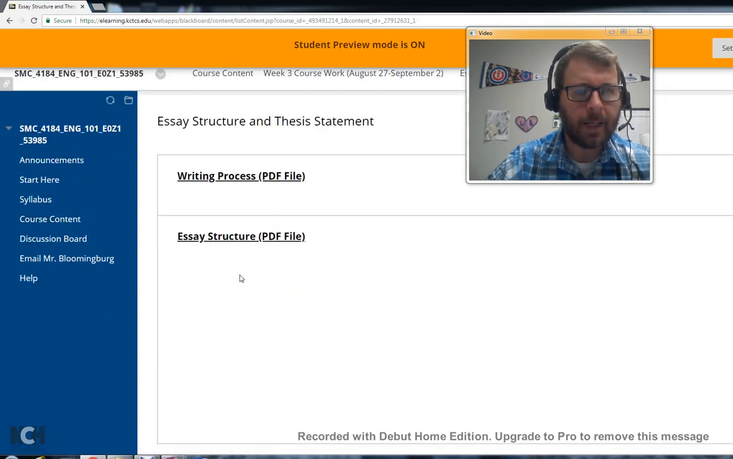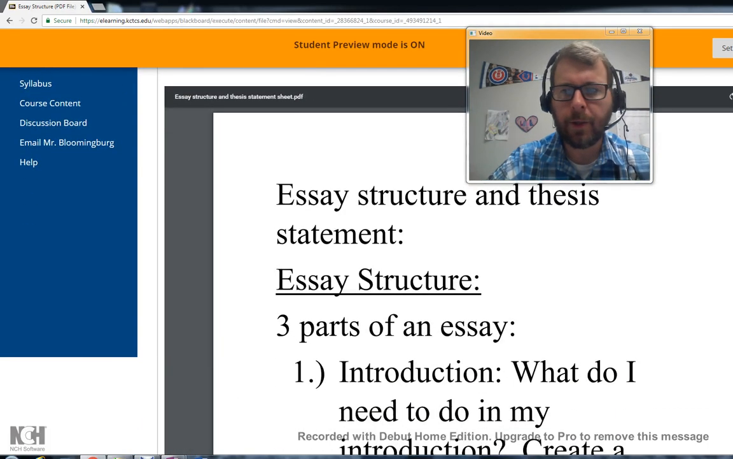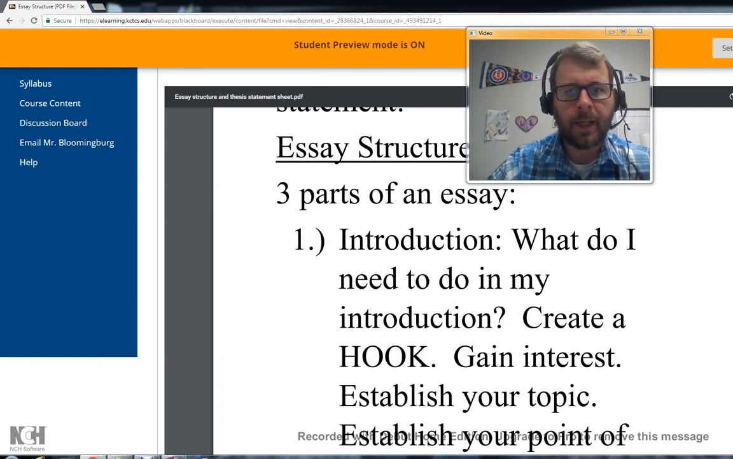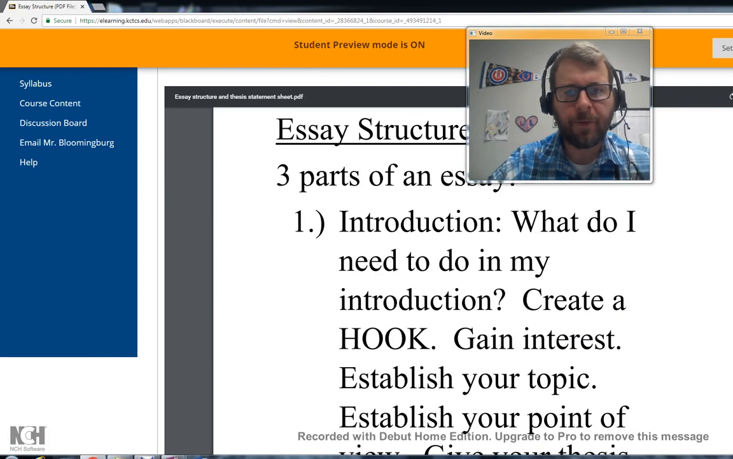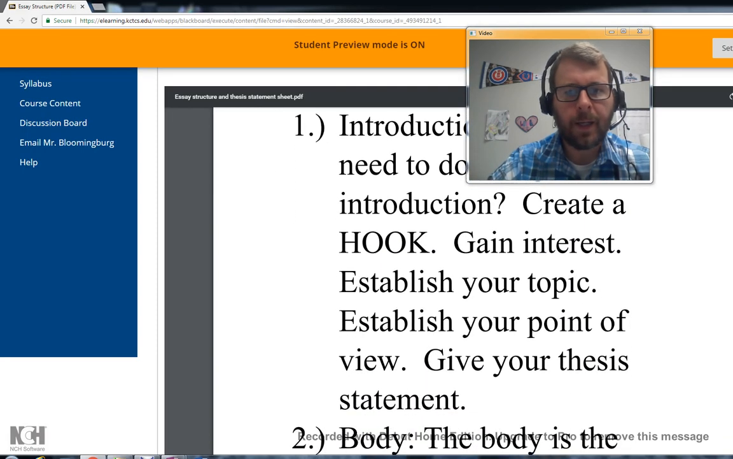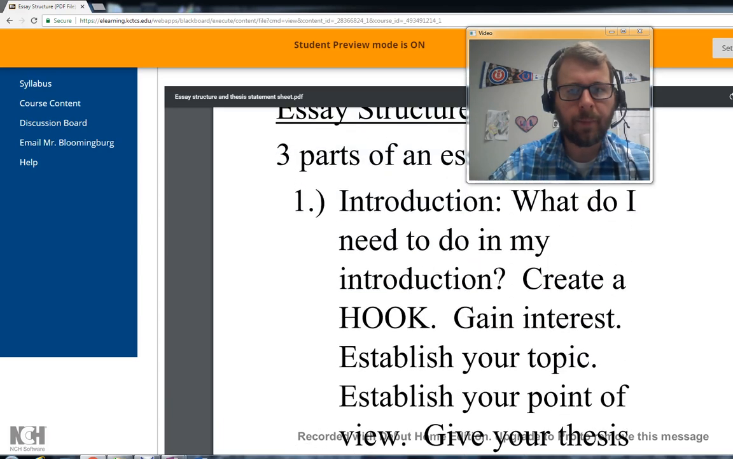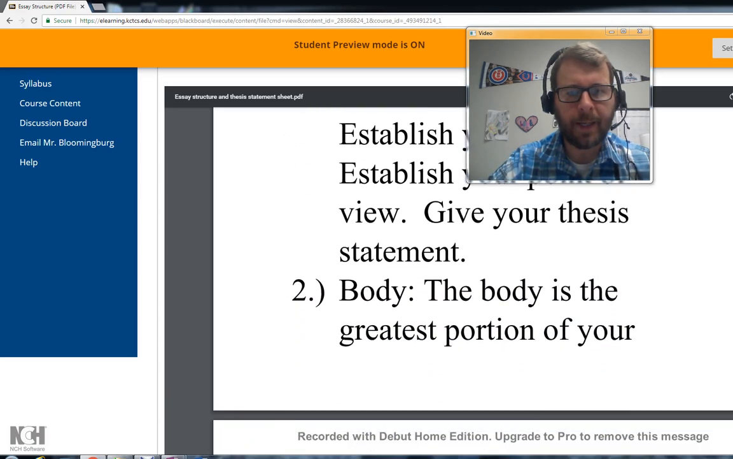Now I'm going to click back, and essay structure is included as well, including the 3 parts of an essay, introduction, and I've put some info to keep in mind about your introduction, how you should create a hook, gain interest for the reader, establish your topic and point of view, and give your thesis statement. And we're going to talk more about that in a moment.